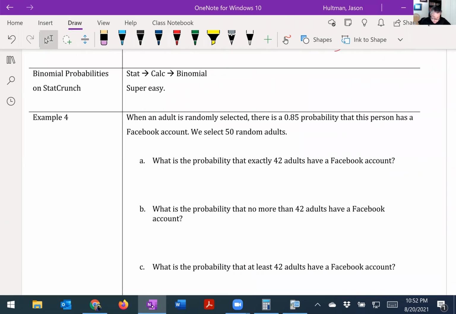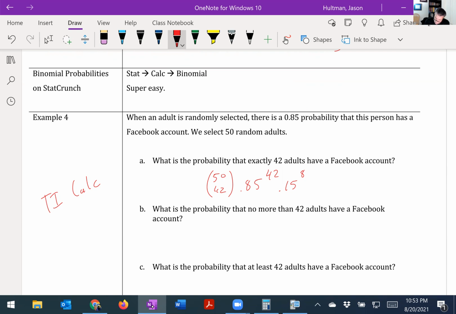Here, let's do one with the calculator, and then we'll do one with StatCrunch. So this will be on the TI calculator. When an adult is randomly selected, there is 0.85 probability that a person has a Facebook account. We select 50 random adults this time. What's the probability that exactly 42 have a Facebook account? So out of 50, choose 42, times 0.85 to the 42nd times 0.15 to the 8th, because 42 and 8 add up to 50.